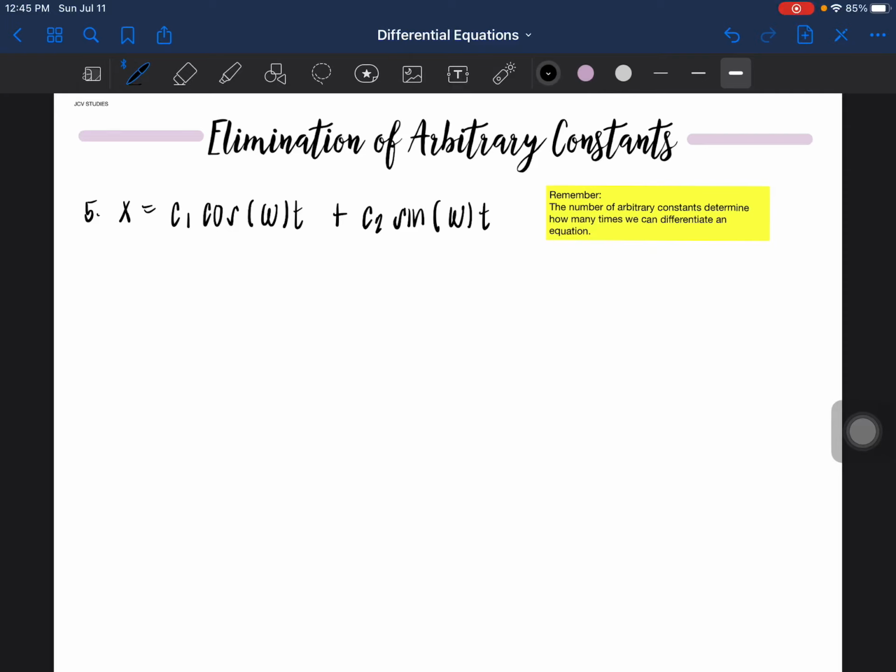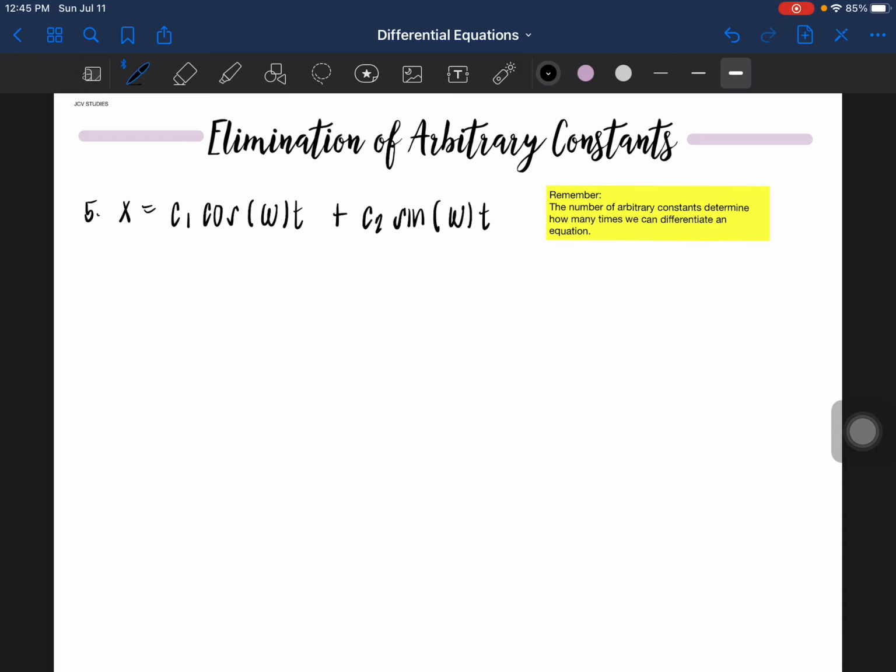So here is our fifth example on the elimination of arbitrary constants. So lagi nating tatandaan that the number of arbitrary constants determines how many times we can differentiate an equation. And in our example here, we have two arbitrary constants. So ibig sabihin, dalawang beses natin siyang i-differentiate.